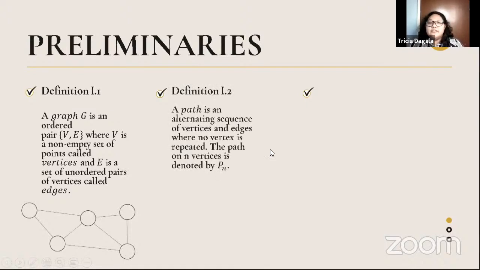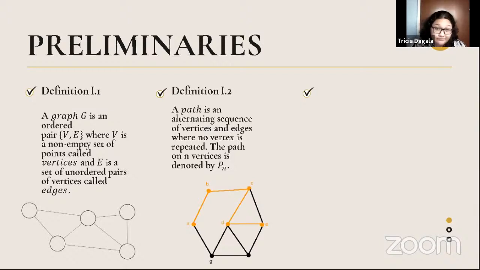For the second definition, what is a path? A path is an alternating sequence of vertices and edges where no vertex is repeated. The path on n vertices is denoted by P sub n. In this example, the path is, ikaw bahala kung saan mo magsa-start, I'll start here in the vertex A, then this edge, then B, then this edge, then C, then this edge, then D, then this edge, then E. So that is a path on 1, 2, 3, 4, 5 vertices. So that is P sub 5.